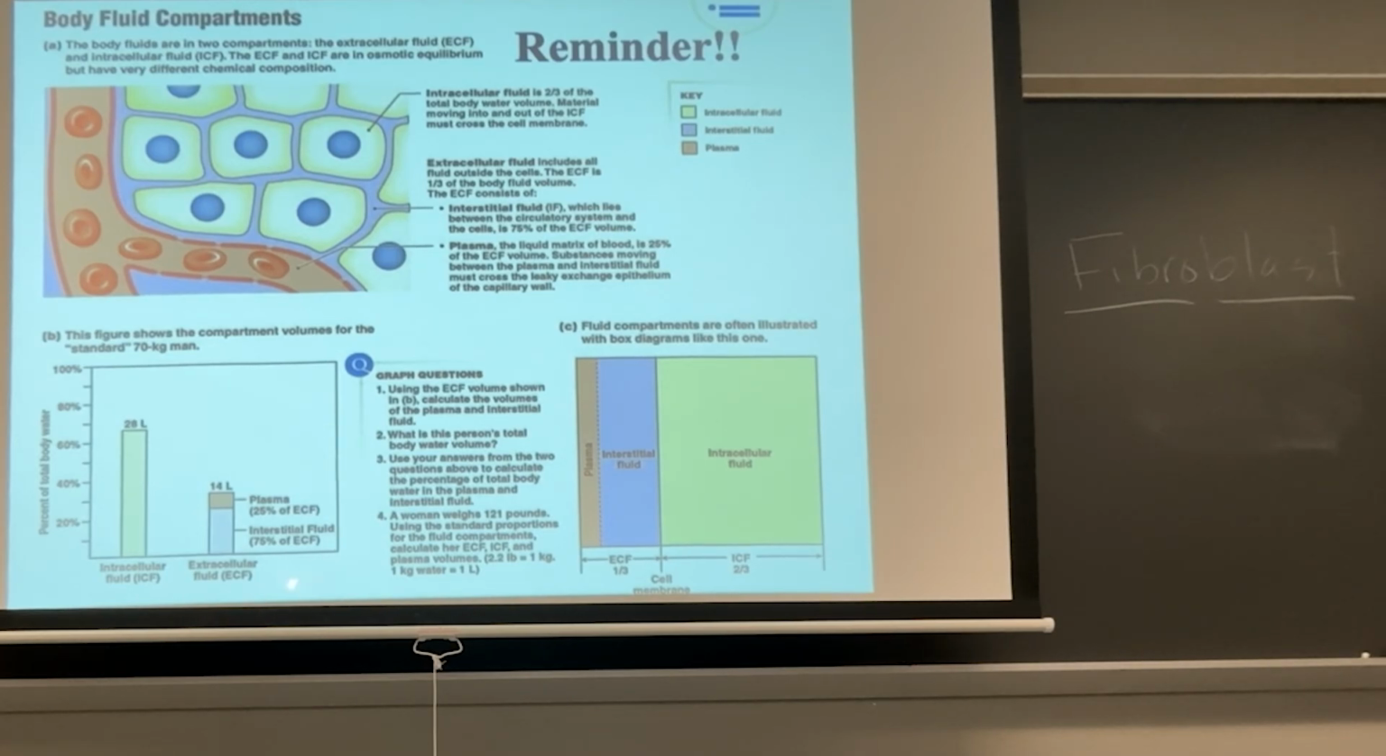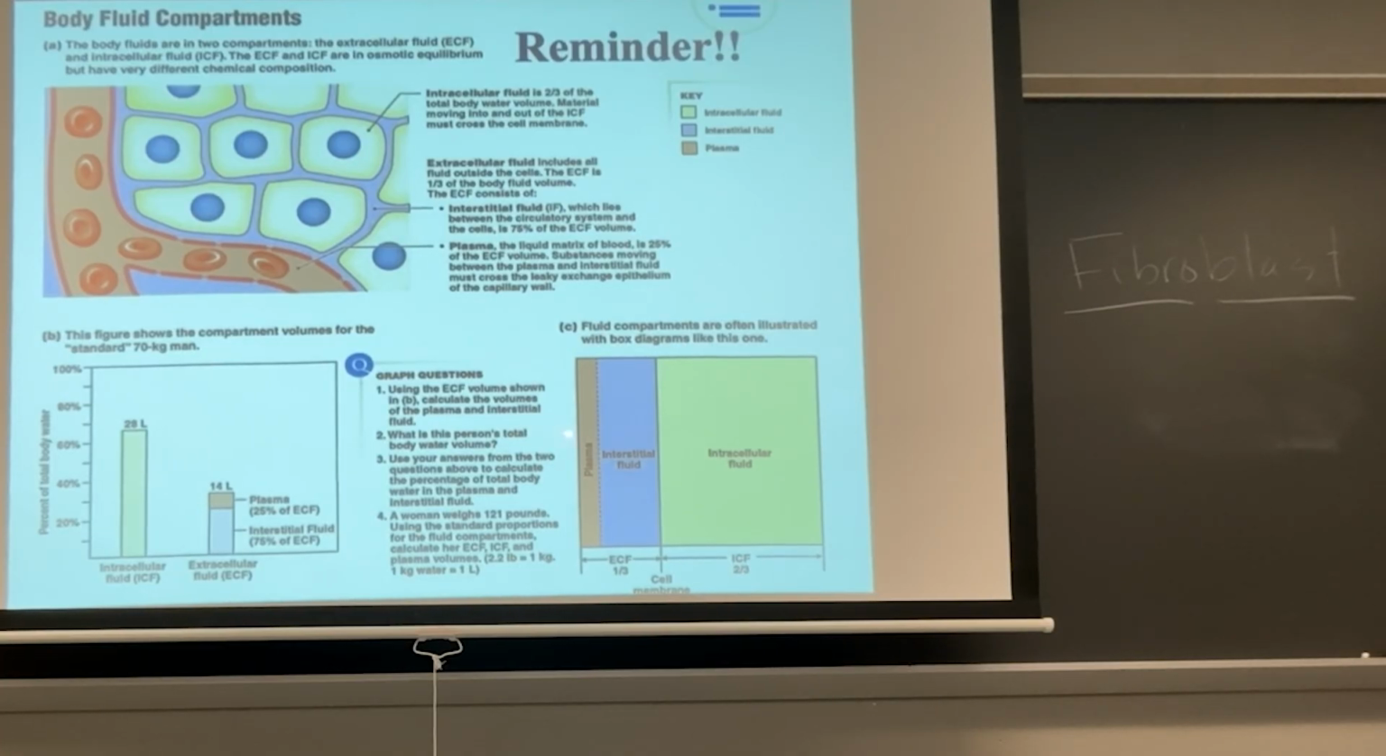Notice most texts don't even talk about lymph. Lymph is a very small contributor to the extracellular fluid. Notice that about 25% of the extracellular fluid is plasma, and about 75% is interstitial fluid and lymph. They kind of treat them as the same thing. This is your internal environment, the interstitial fluid. This is where we maintain homeostasis.